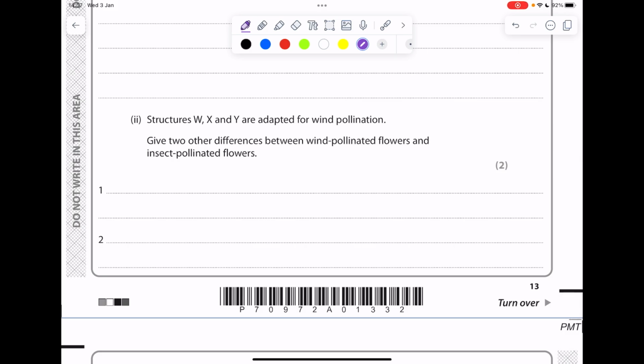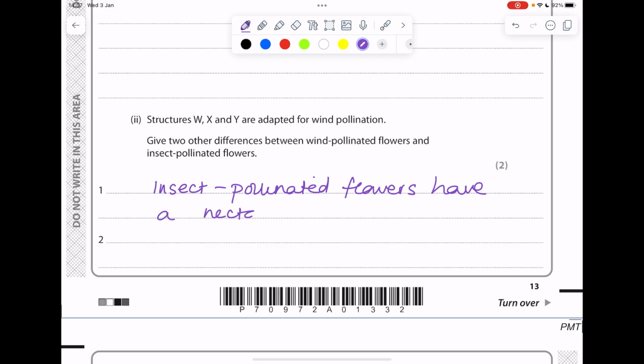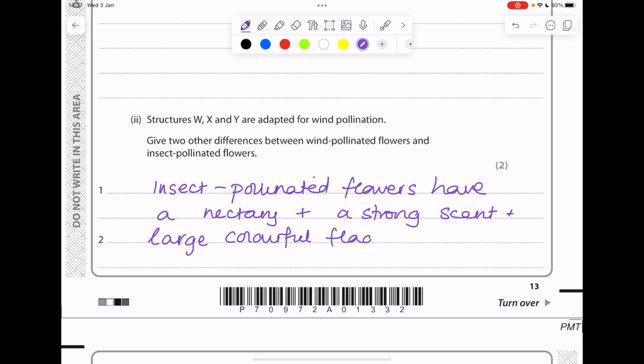Give 2 other differences between wind-pollinated flowers and insect-pollinated flowers. So the insect-pollinated flowers need to attract their insects. So they do that by having a nectary, and a strong scent, and large, colourful, flag-like petals.